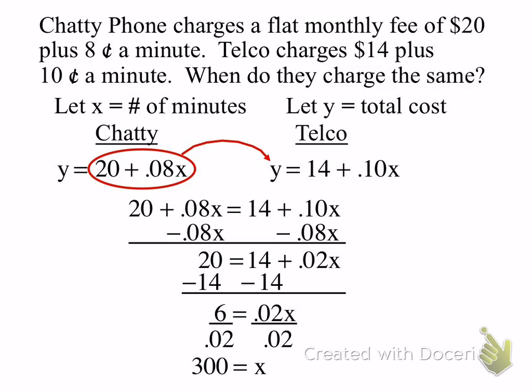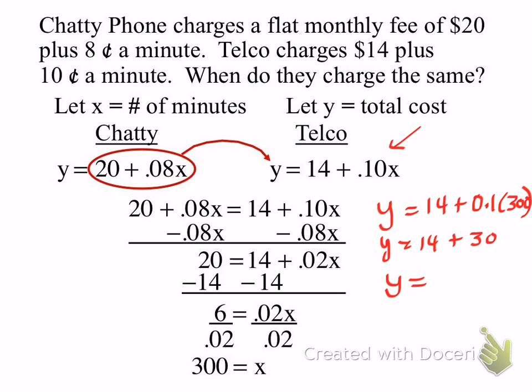Good. And I would probably go about substituting it in this one. So y equals 14 plus 0.1 times 300. This makes it really easy. y equals 14 plus 30, which means y equals 44. Okay, and so at 300 minutes, it costs $44 for both companies.